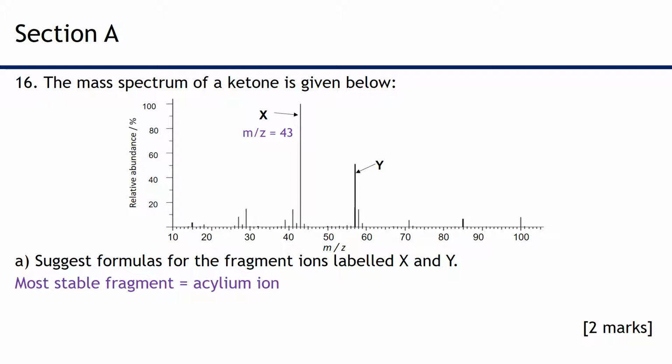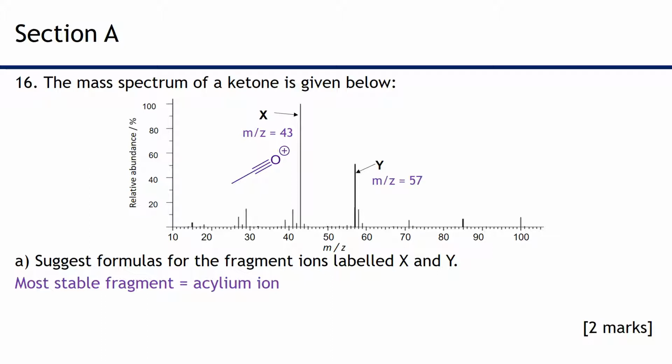So the most stable fragment is most likely to be an acylium ion. It has a mass charge ratio of 43. You should be able to work out that that fragment looks something like this, with 2 carbons in there and our carbon triply bonded to an oxygen in this acylium fragment.